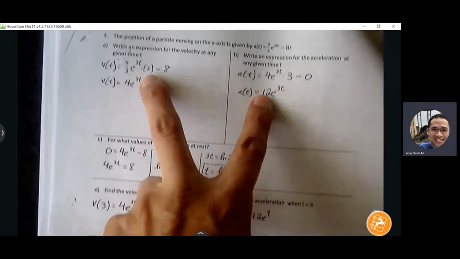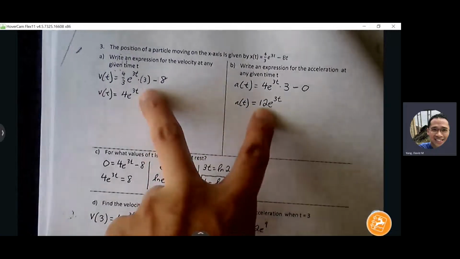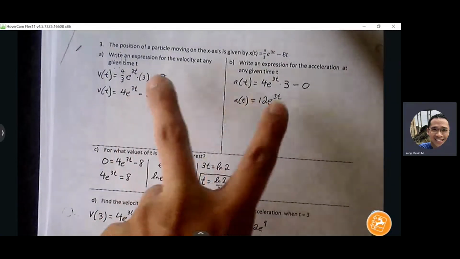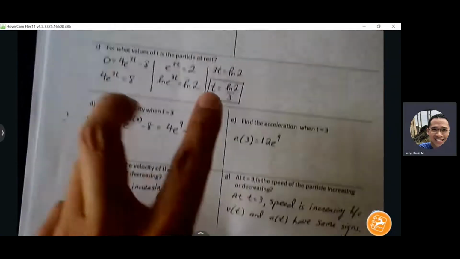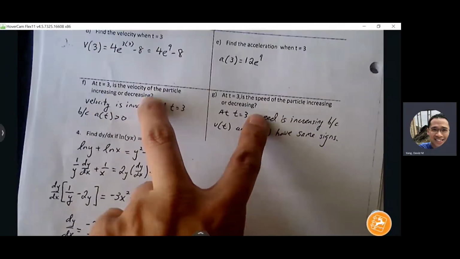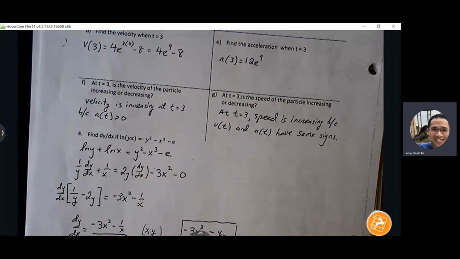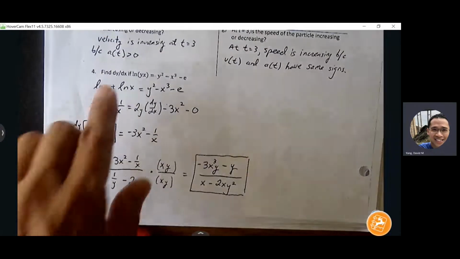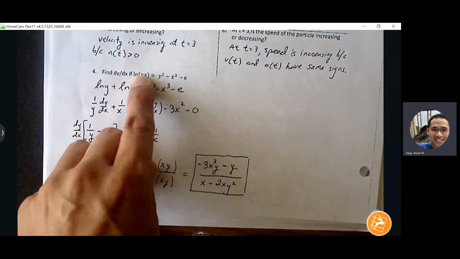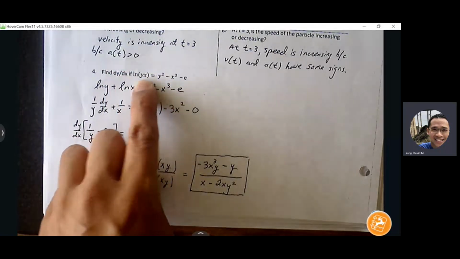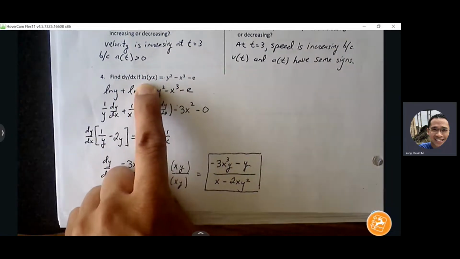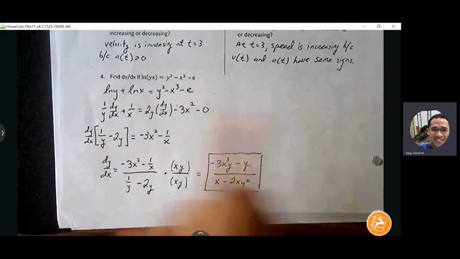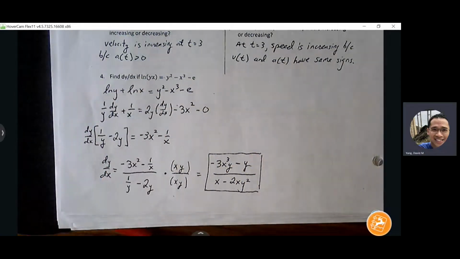Particle motion, we went through that problem this morning: finding velocity, finding acceleration, evaluating velocity and acceleration at certain points, increasing or decreasing speed, increasing or decreasing velocity. This morning we also went through a problem involving implicits. With any implicit problem, look for opportunities to expand using log properties, because then your derivative will be a lot easier to work with.